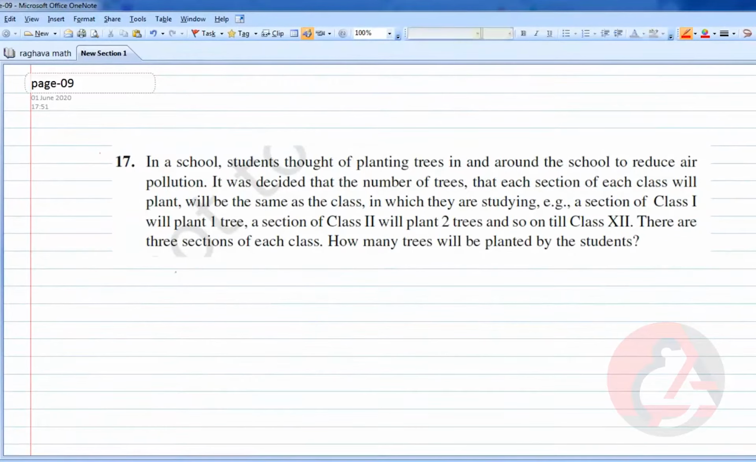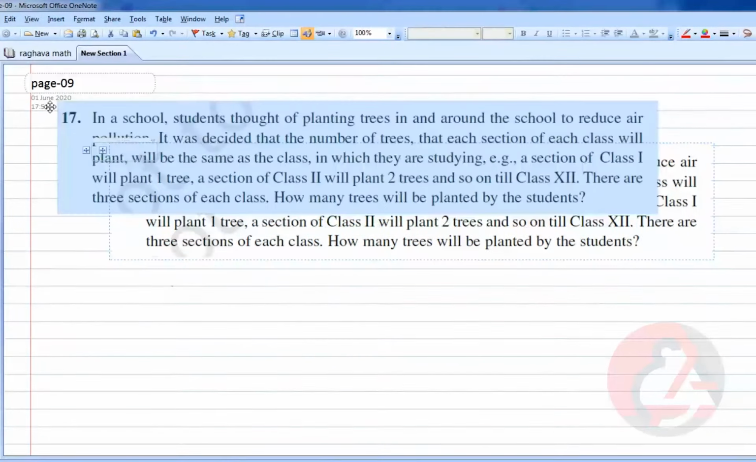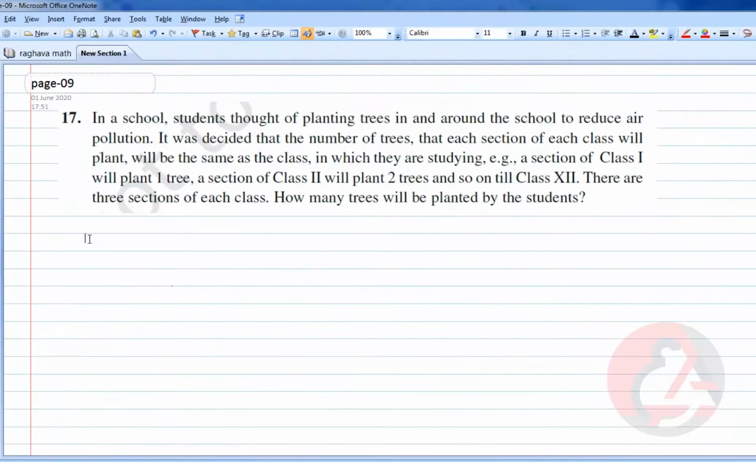Try to solve this question. In a school, students thought of planting trees in and around the school to reduce air pollution. It was decided that the number of trees that each section of each class will plant will be the same as the class in which they are studying. For example, a section of class 1 will plant 1 tree, a section of class 2 will plant 2 trees, until the 12th standard. There are 3 sections of each class.